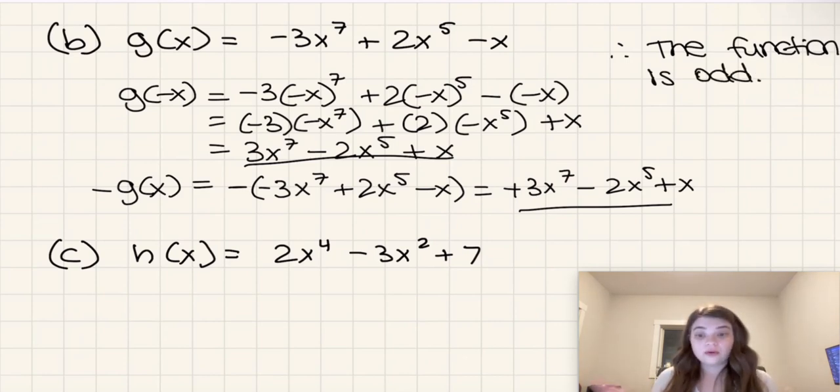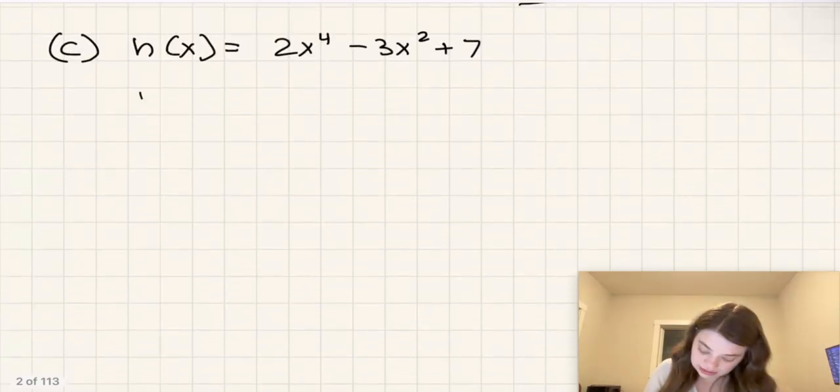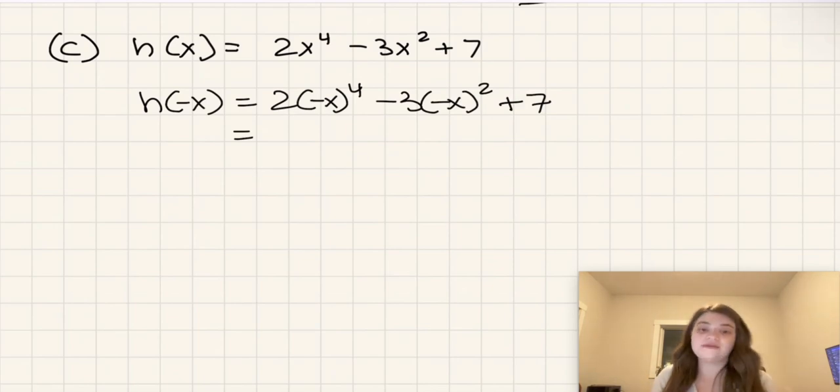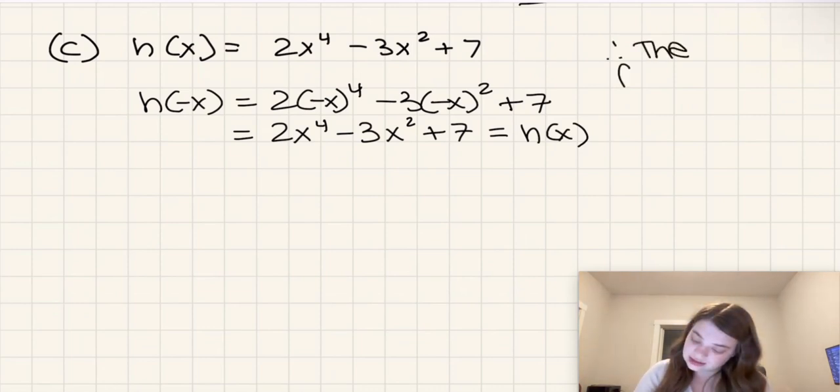Awesome. Okay, let's do part C. For this one, first we need to find h of negative x. That's going to be equal to 2 times negative x to the power 4 minus 3 times negative x squared plus 7, which is going to be, because we have an even power here, 2x to the power 4 and then minus 3x squared, since again we have an even power there, plus 7. And so once again, this is equal to our original, which is h of x. And so because h of negative x is equal to h of x, that means that the function is even.